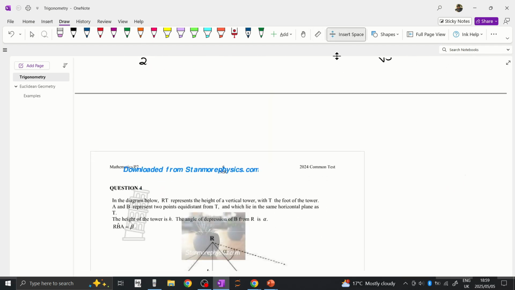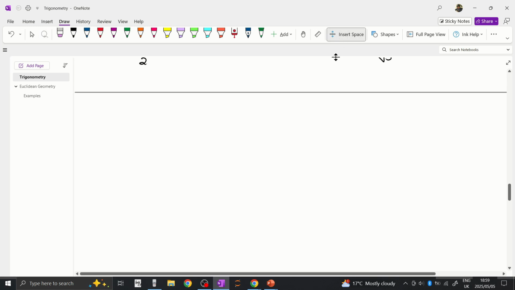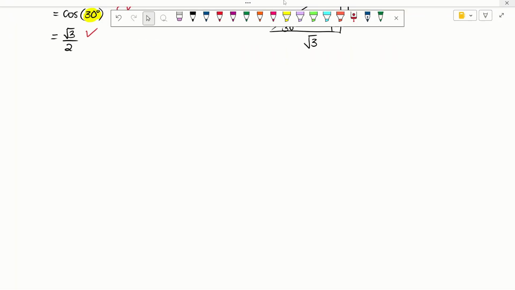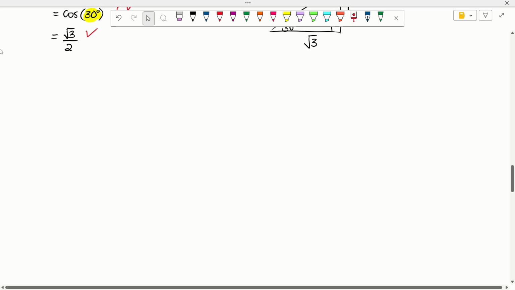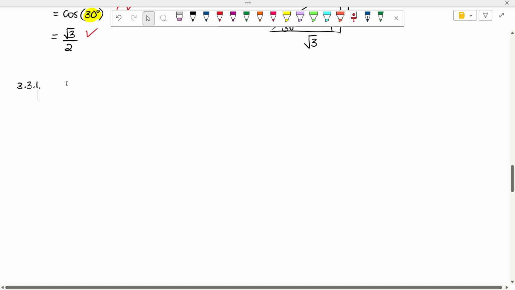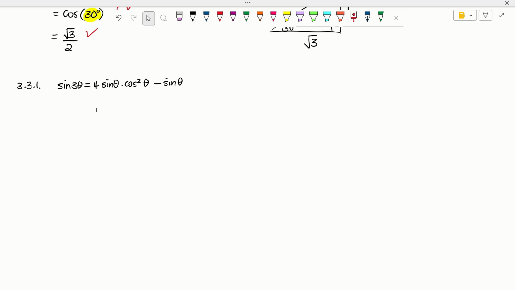Let me make a new page. Okay, that is 3.3.1. We want to prove that the right hand side is equal to the left hand side. Whenever you are proving something, you're supposed to pick one side that you want to work with to show that it's actually exactly the same as the other side.